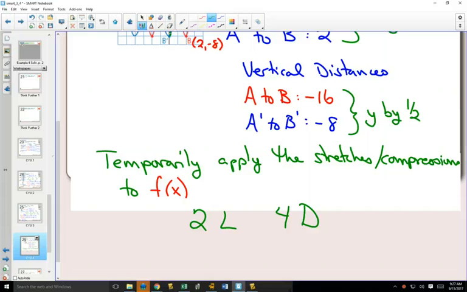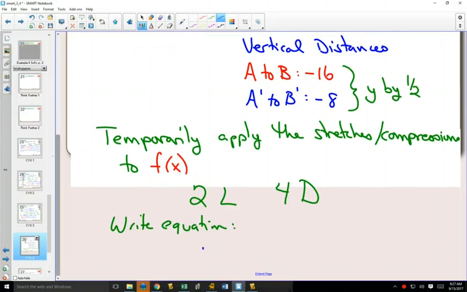Now we can write our equation. We have all the information. So our equation in terms of f, we've got a vertical compression by half that will be outside the function. We have no horizontal stretches or compressions, so inside the function we're going to have an x, but we have 2 to the left, so we'll write plus 2, and 4 down will show up outside the function as well.